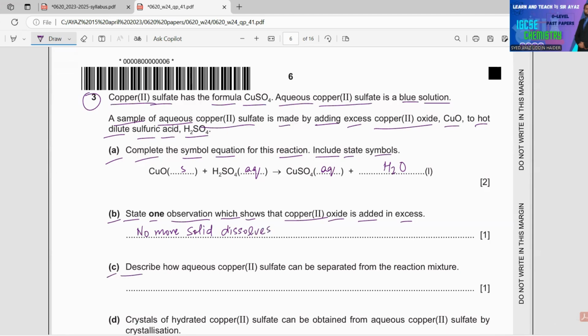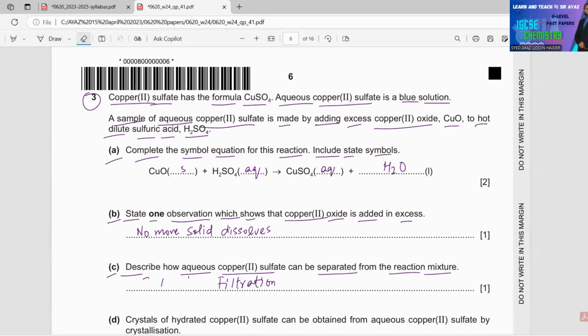Part C. Describe how aqueous copper 2 sulfate can be separated from the reaction mixture. So we'll go for filtration, in order to remove the excess copper 2 oxide. Write filtration. This will be the correct spelling of filtration.